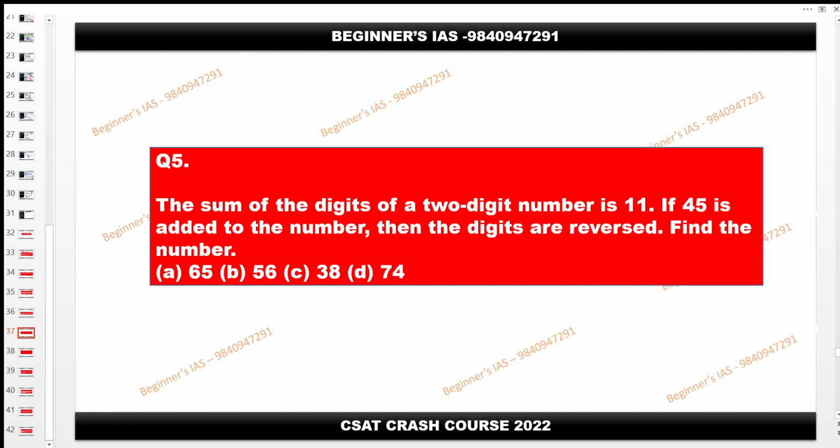The sum of the two digits is 11. In all the cases 11. Okay, fine. If 45 is added to the number, the digits get reversed. Find the number. 45 added to 38 gives 83. Clear? Simple one, right? Here you can go with the options, rather than doing the proper method of taking the original number as 10x plus y. These things are not required.